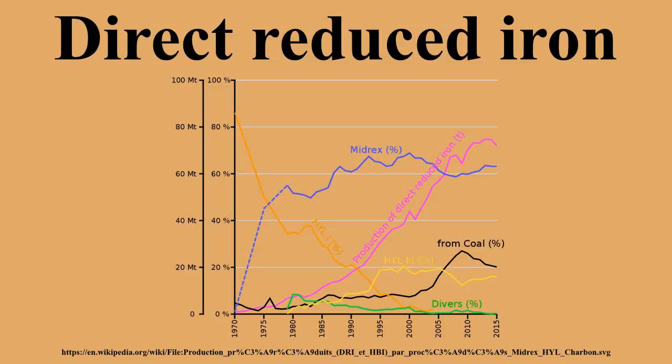Direct reduction processes can be divided roughly into two categories: gas-based and coal-based. In both cases, the objective of the process is to drive off the oxygen contained in various forms of iron ore, in order to convert the ore, without melting it, to metallic iron.